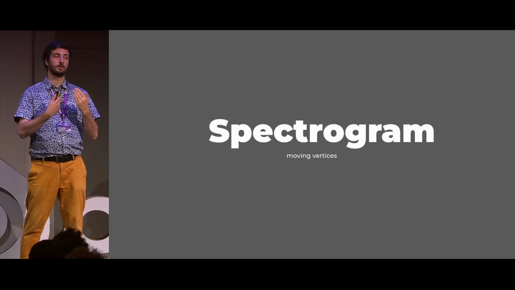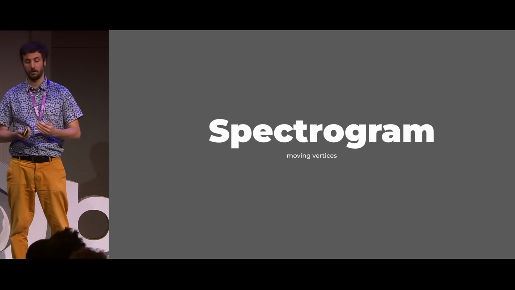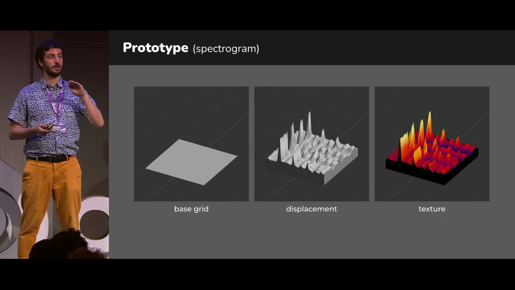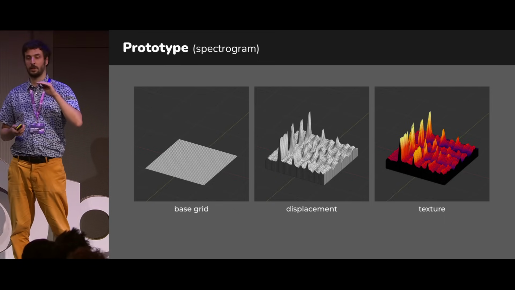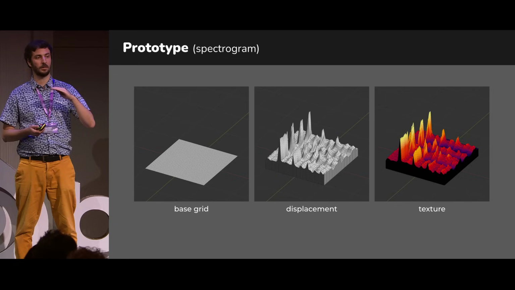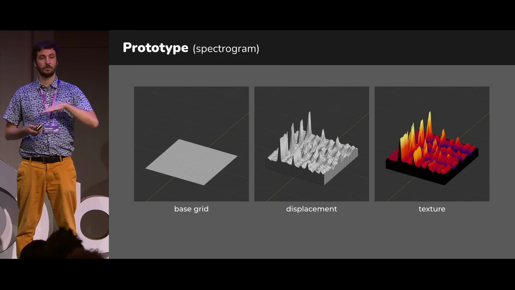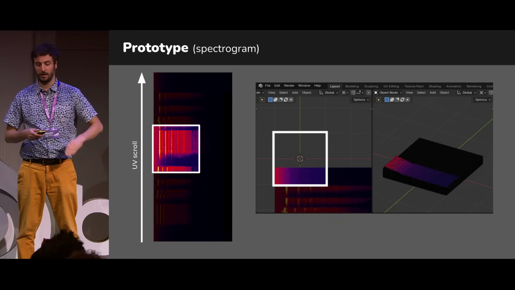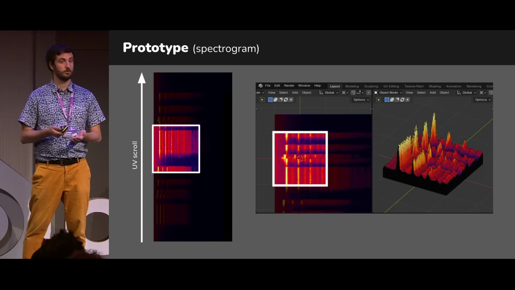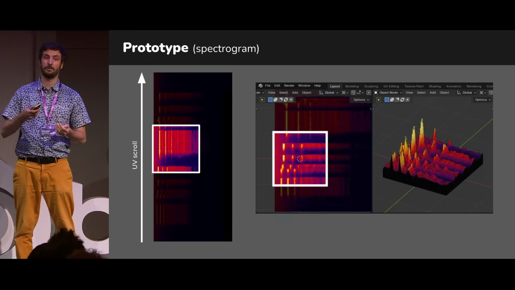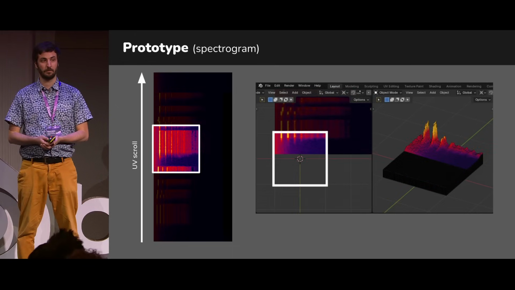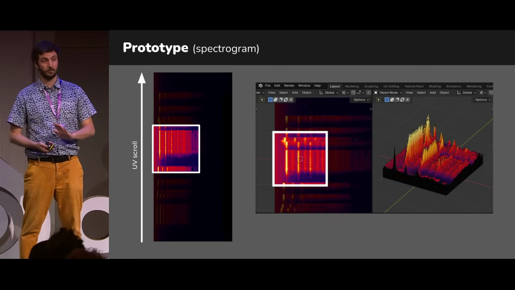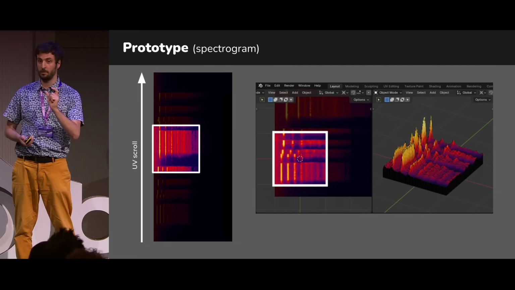So how does the spectrogram in the prototype work? I first use a base grid that I displace using the image. You can see that the bright parts of the texture are where the displacement is the highest. Then I just take the texture and I scroll it under the plane to make it look like it moves at the same rhythm as the spectrogram, as the sound. This is the first part of the prototype, the spectrogram mesh.